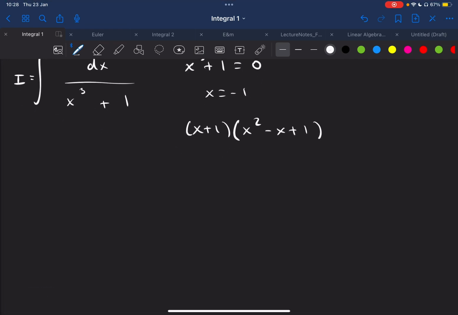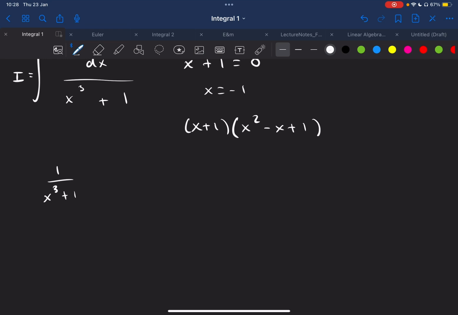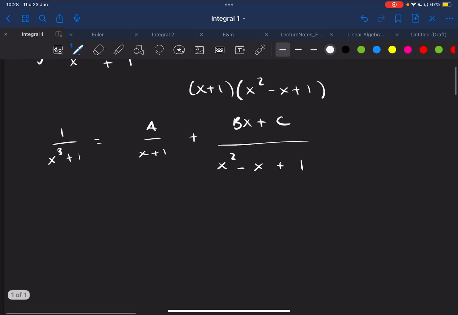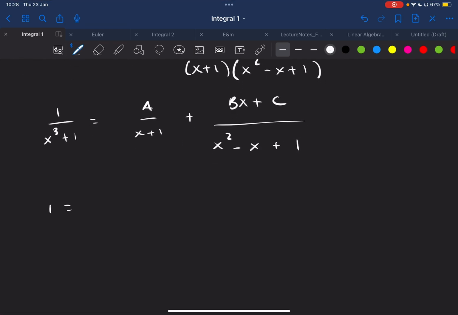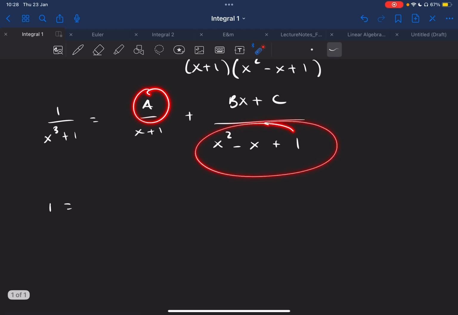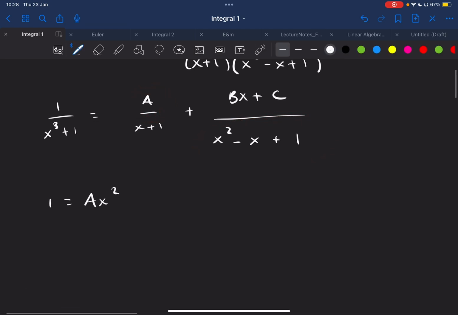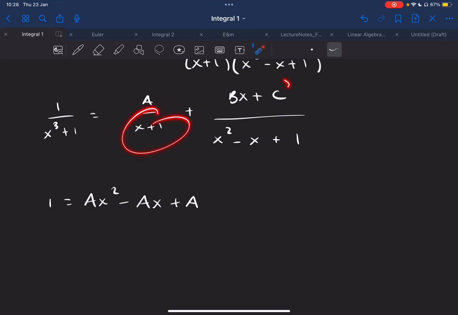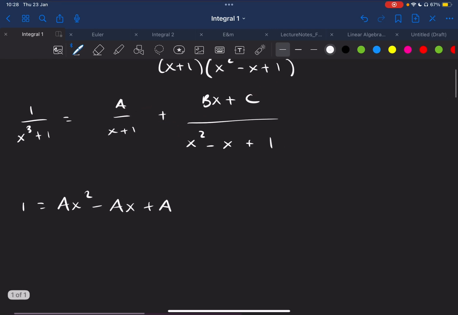Writing this then as 1 over x cubed plus 1 equals a over x plus 1 plus bx plus c over x squared minus x plus 1, as this is an irreducible quadratic. And we cross multiply everything, so we see that 1 is equal to a multiplied by everything here, so ax squared minus ax plus a, and then x plus 1 times bx plus c. So multiplying by the bx plus c first, we have plus bx squared plus bx, and then by the c we have plus cx plus c.